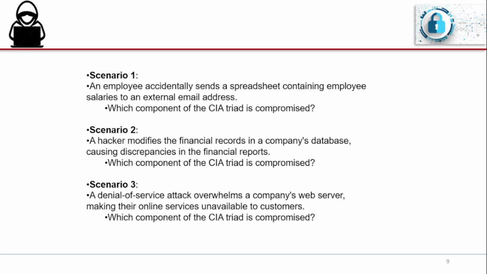Number three: a denial of service attack overwhelms the company's web server, making their online service unavailable to customers. What is the compromised trait? I believe it is availability, because due to this denial of service attack, the data is not available to the customer. What is a denial of service attack? There is a video in the description. You may get a better understanding by watching that video as well.